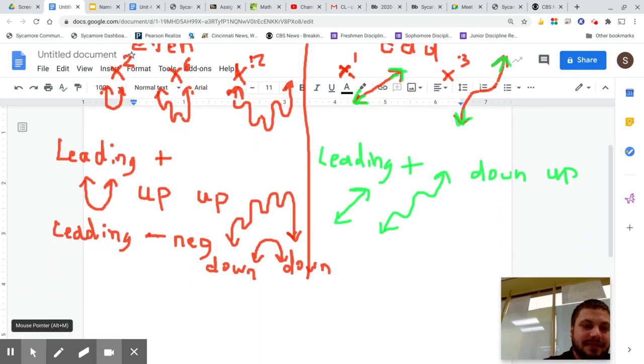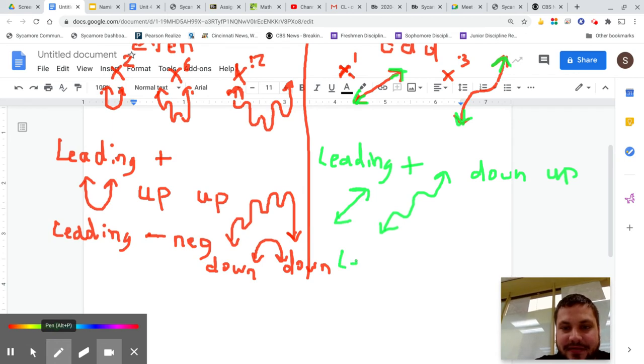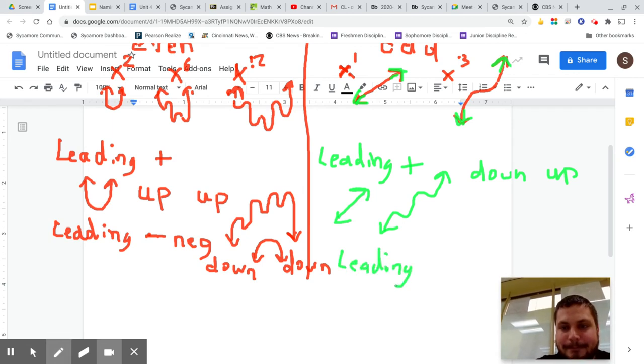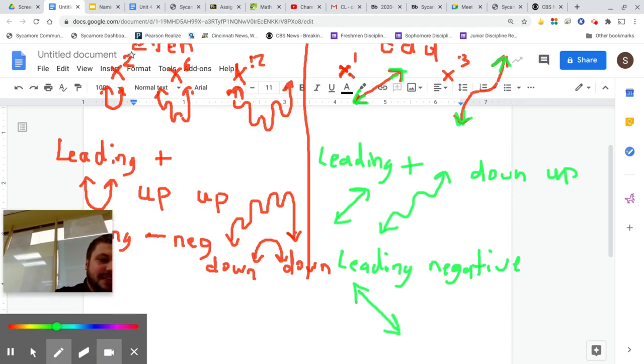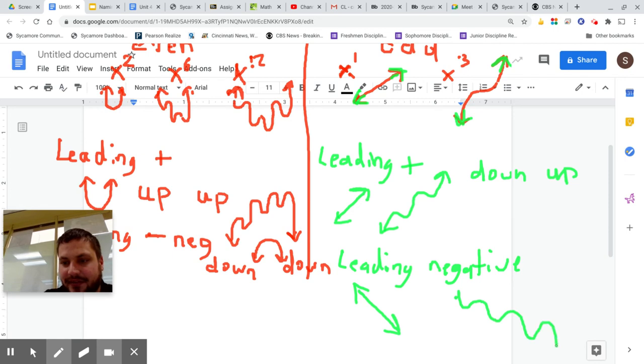Now, if the leading coefficient is negative, then that's no longer a line that has positive slope. It's a line that has negative slope. It's like this. Or if it had more peaks and valleys in it, if it was something like an x to the 7th, then it might be shaped something like this. But notice that the left side is up and the right side is down: up, down.